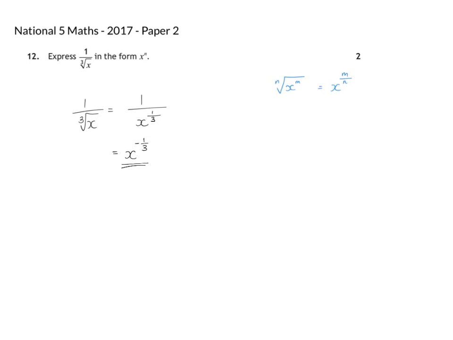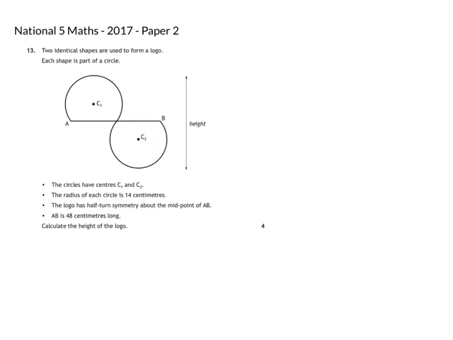So in this case your first mark is for 1 over x to the third, second mark for x to the negative 1/3. So pretty straightforward for that one as long as we remember our index rules. Here we go, question 13.